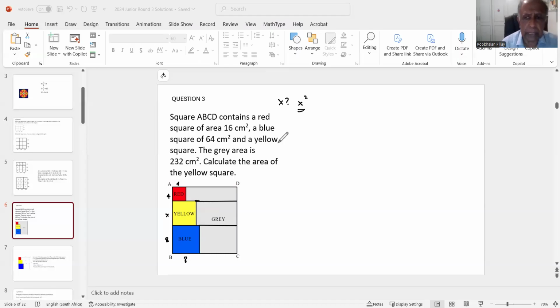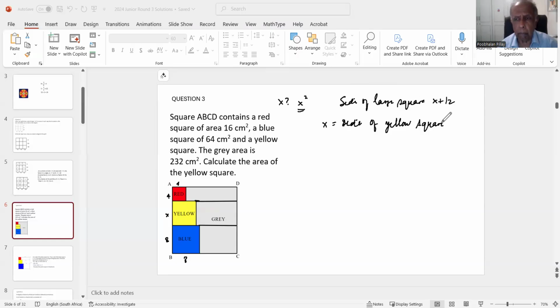Okay, now this side here is 12 plus x, the side of the large square. Is x plus 12, right? Where x is the side of the yellow square, which you can see. Okay, now let's work out all the other dimensions. So if the side is x plus 12, what must I add to 4 to get x plus 12? It must be x plus 8. Okay, so I got that. And this is 4 here. And this is x here. And this is 8 here. The only thing I don't have is this. But x plus 12 is the side of the large square. So this has to be x plus 4. And when you add these two, you get x plus 12.